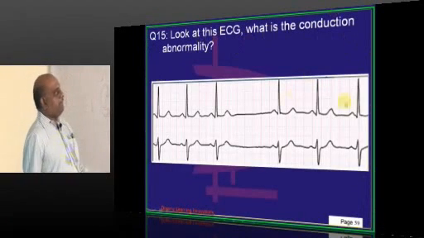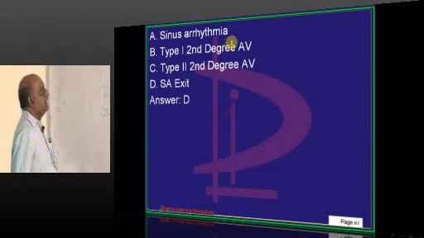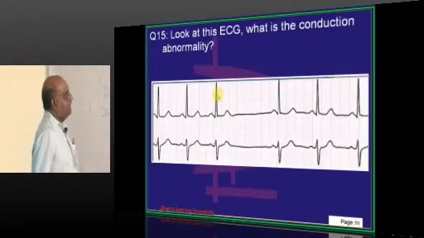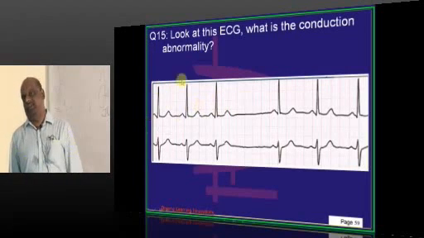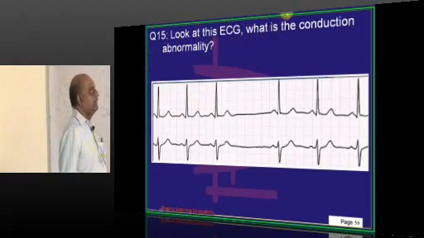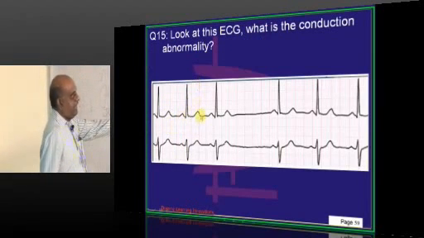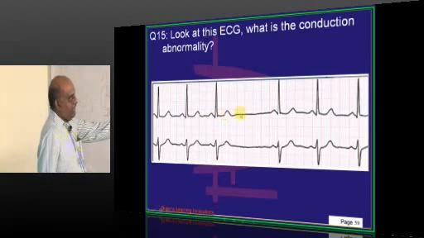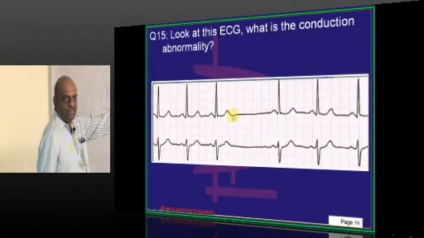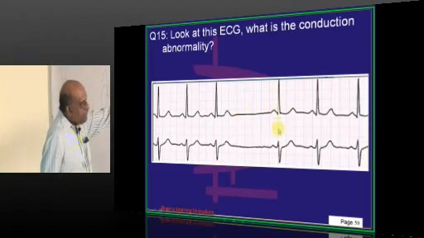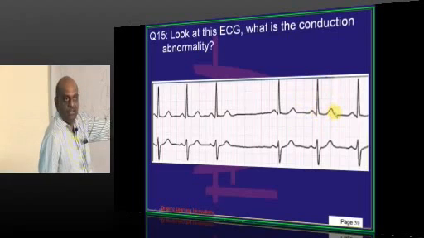Now what is the conduction abnormality that you are seeing in this case? This is called SA nodal exit block, is the name which is given. See, you have a P wave, QRS, T wave. P wave, QRS, T wave. Then suddenly there is a pause. Following that, once more you have a P wave, QRS, T wave. P wave, QRS, T wave.